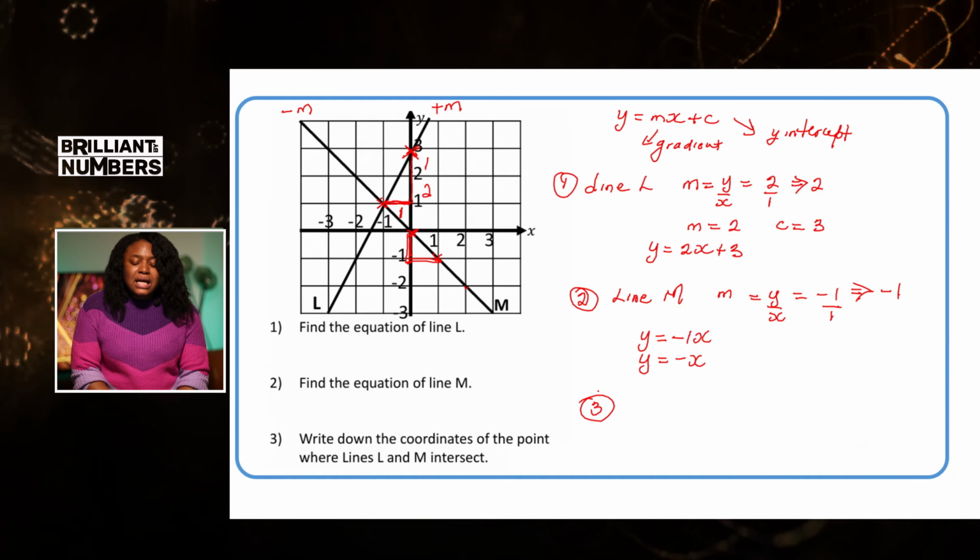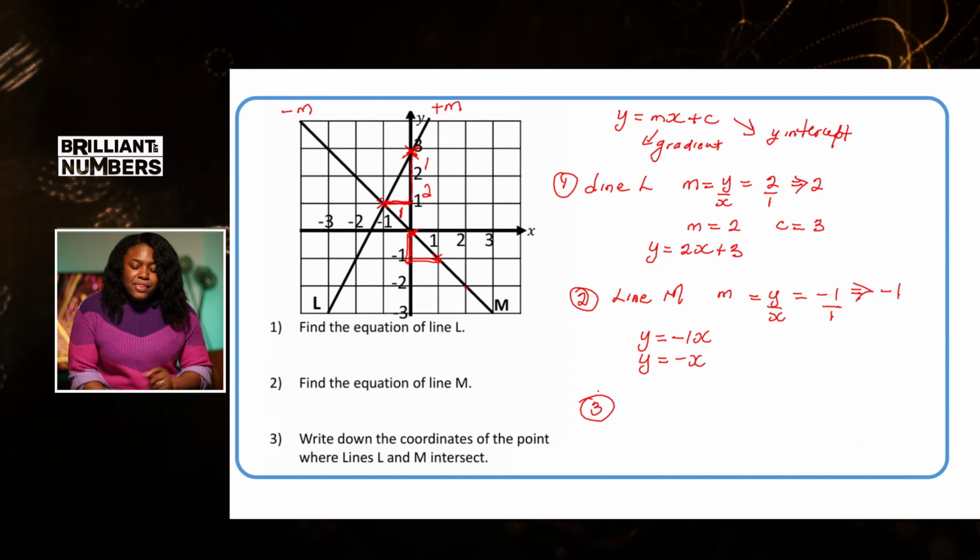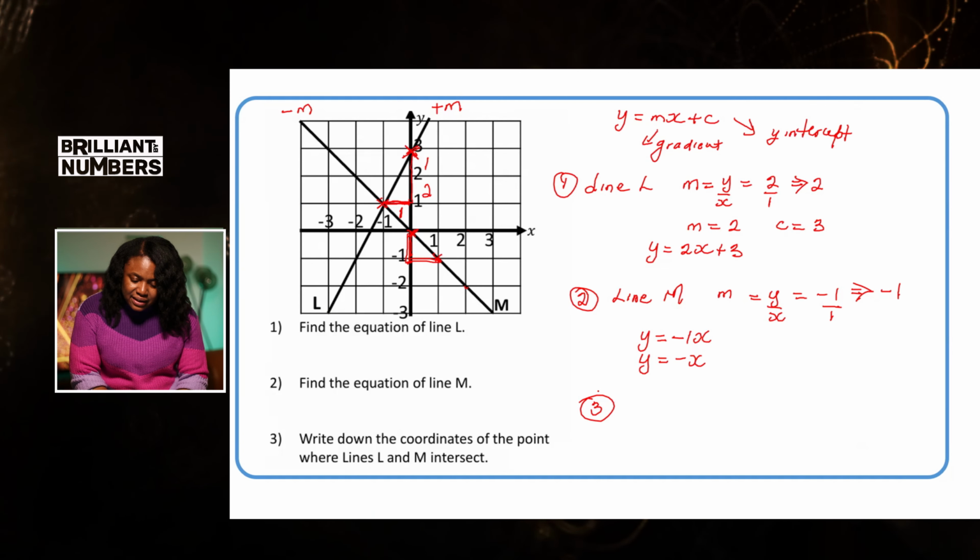Now we need to answer question number 3. Question number 3 asks us to write down the coordinates where the two lines intersect. Now, a beautiful opportunity here to tell you that this is what you're looking for when you're asked to solve a pair of simultaneous equations. You're trying to find out where two straight lines intersect, and this is what it looks like on the graph.